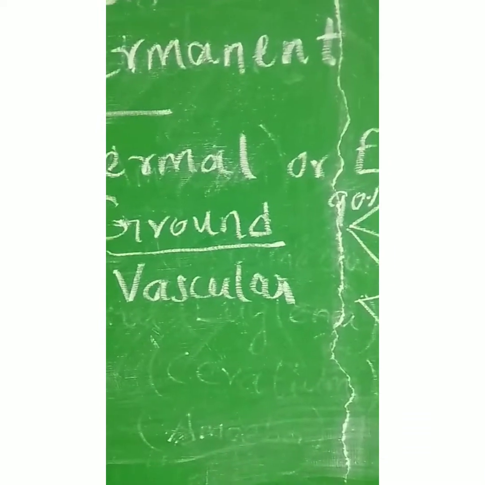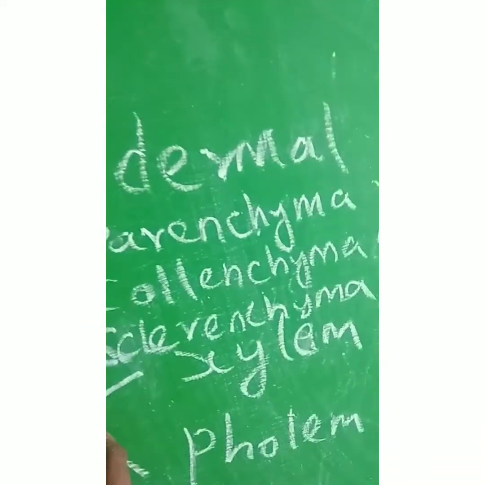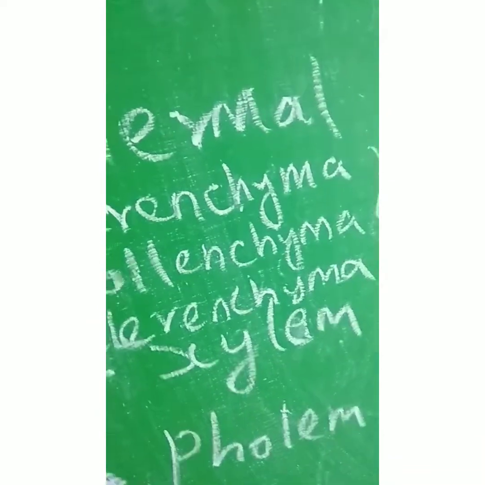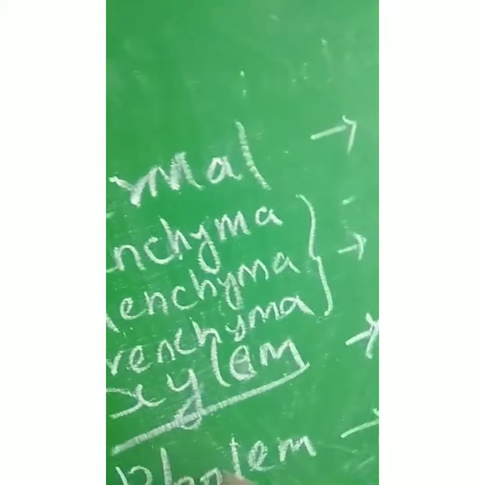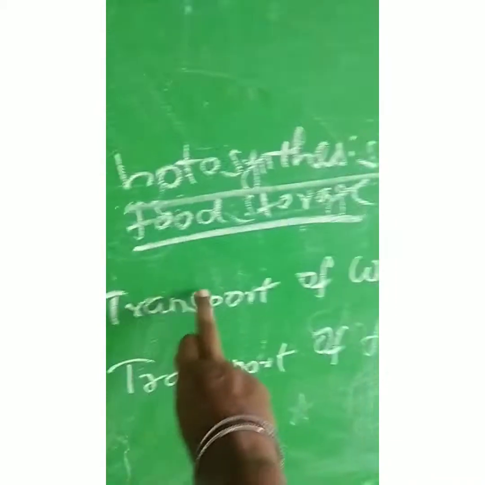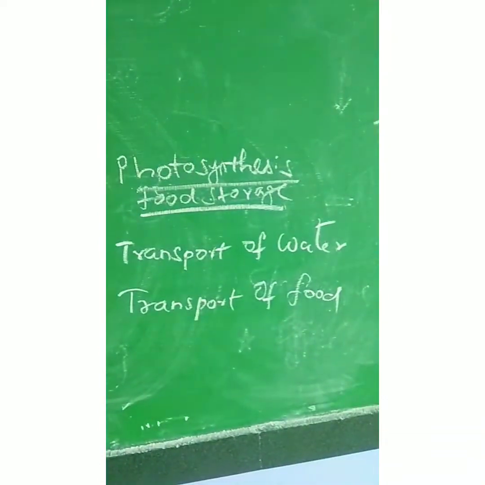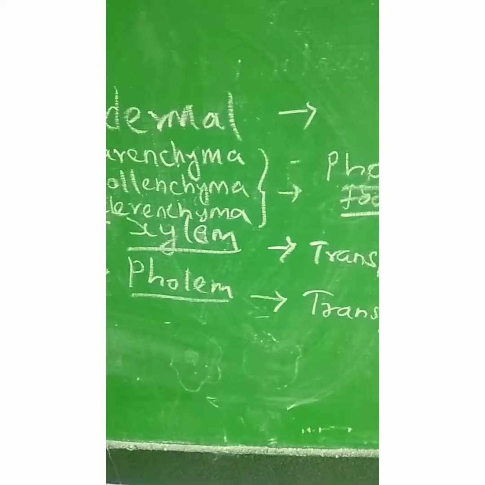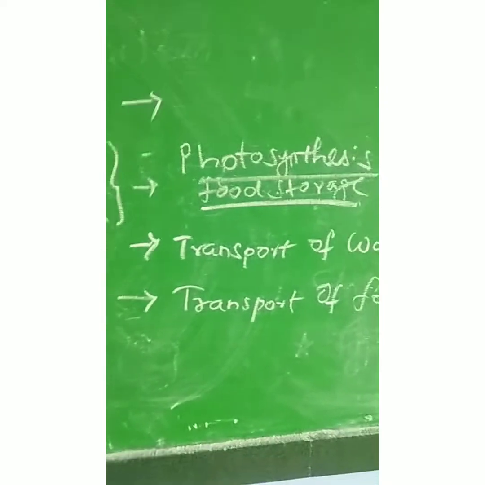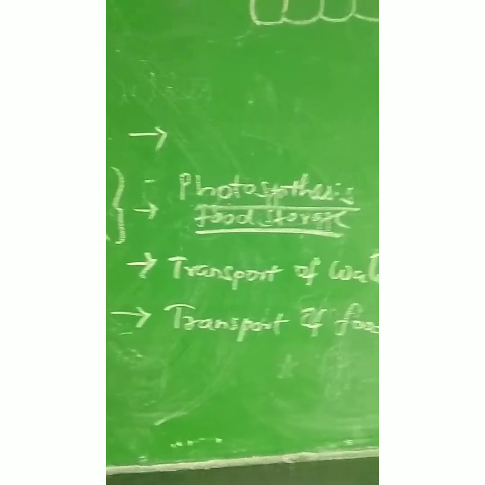Then vascular tissues. In vascular tissue we see two types of tissues, xylem tissue and phloem tissue. Xylem cells and phloem cells. What is the function of xylem cells? Transport of water. Xylem function is transport of water. Then what is the function of phloem? The phloem is used for transport of food. It is the center part of the cell.